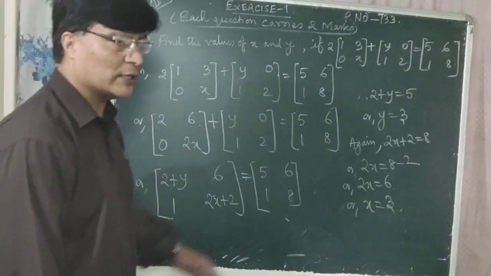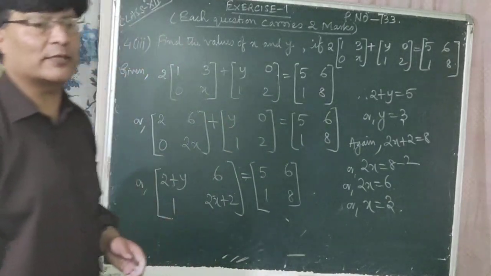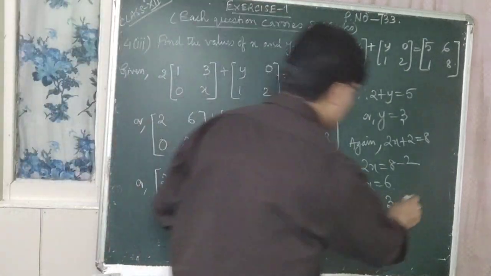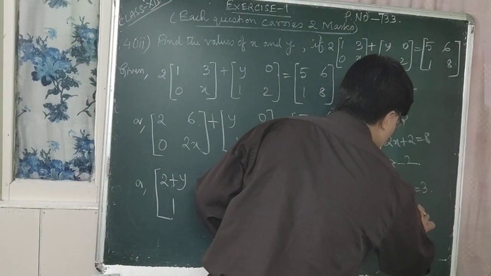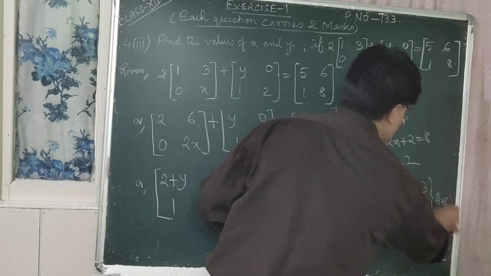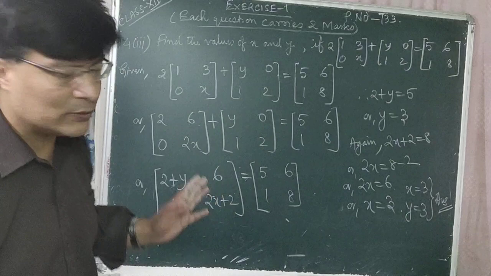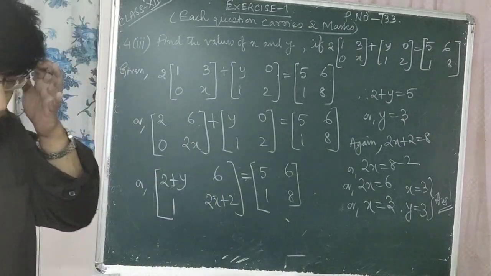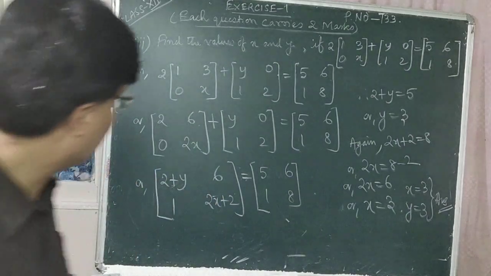So what are the answers here? What are the values of x and y? You are asked to find out the values of x and y. So x is equal to 3 and y is equal to 3. So this is the answer. Is it clear now? So you can copy it. So we'll do the next question.